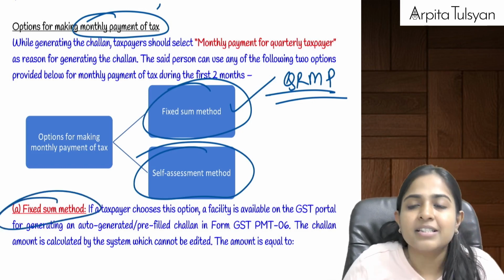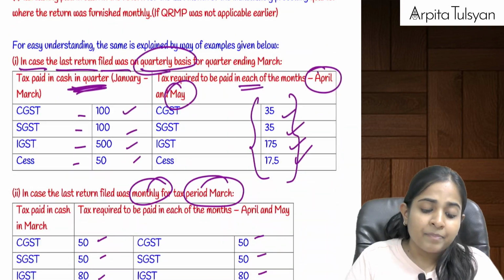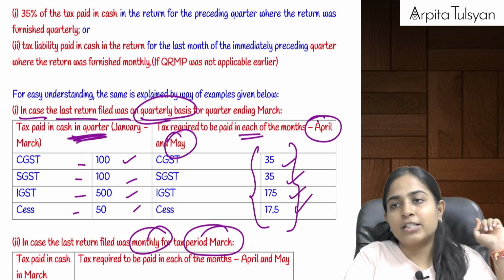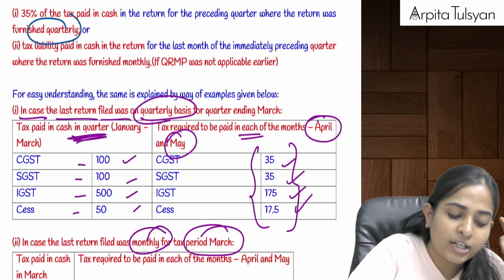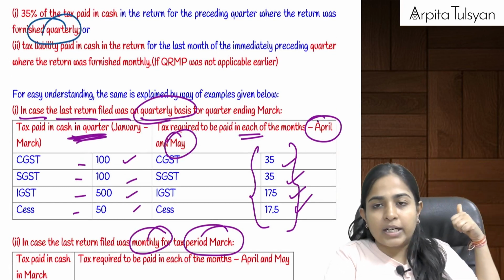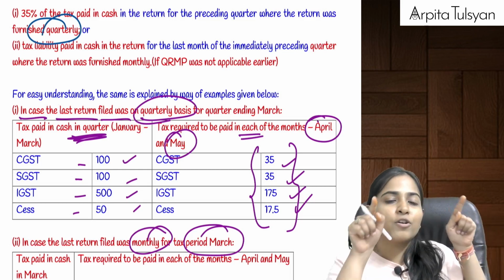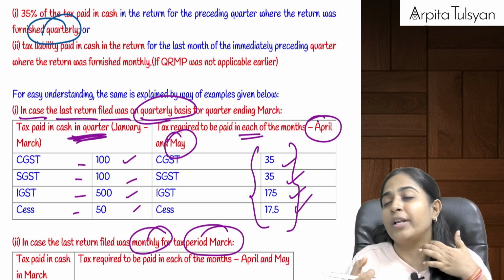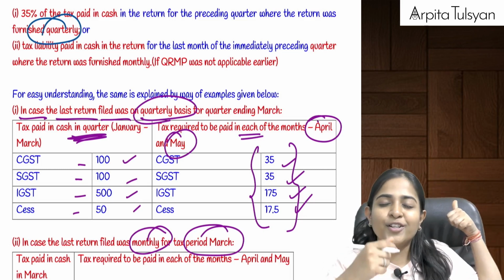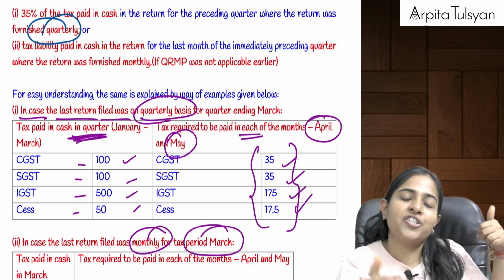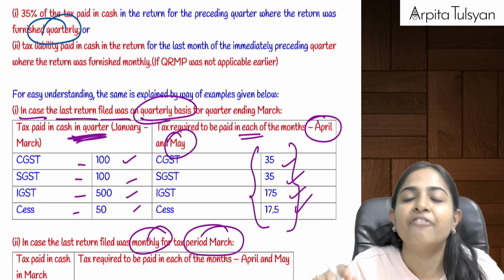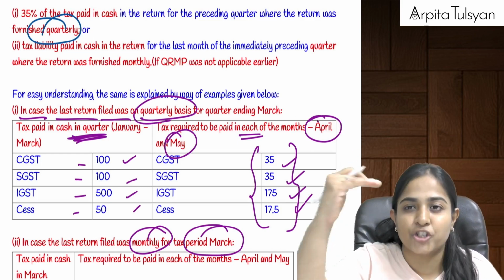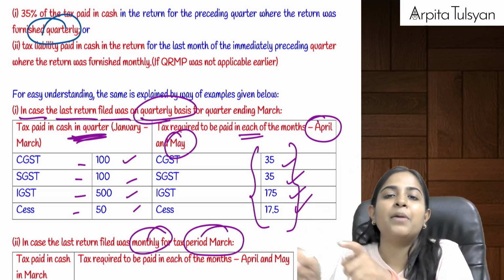In case of the fixed sum method, they tell you that if for the last quarter you had filed quarterly returns, then whatever was the total amount of tax which was paid in cash during the last quarter, multiplied by 35%, is to be paid each in the first month as well as the second month for this particular quarter.